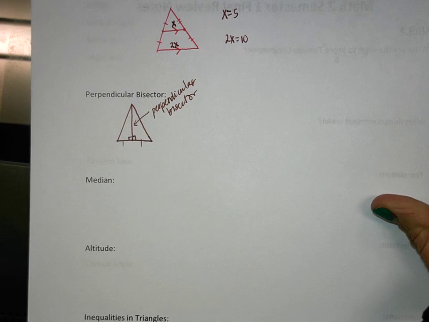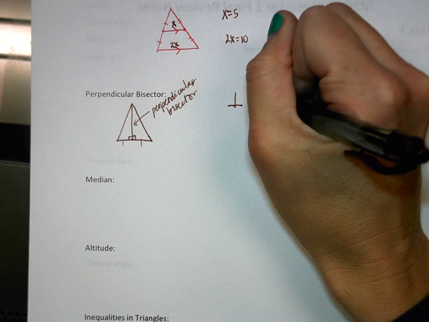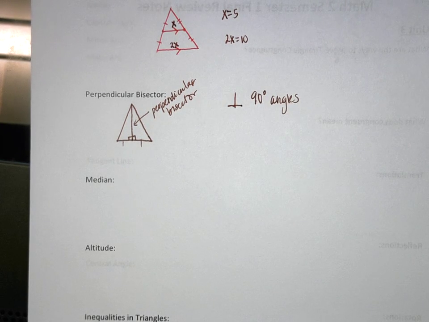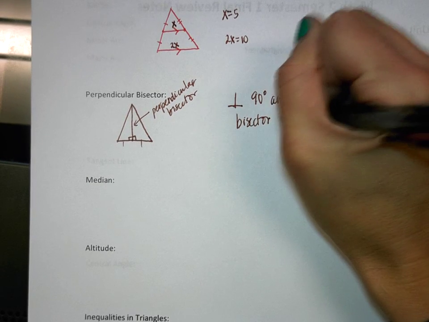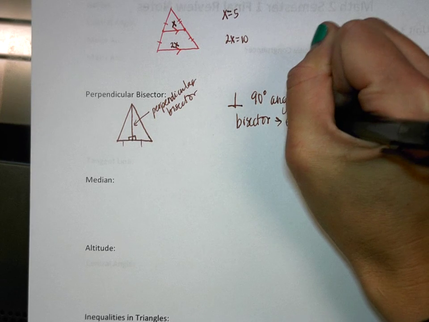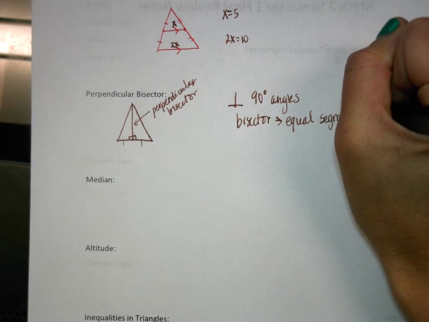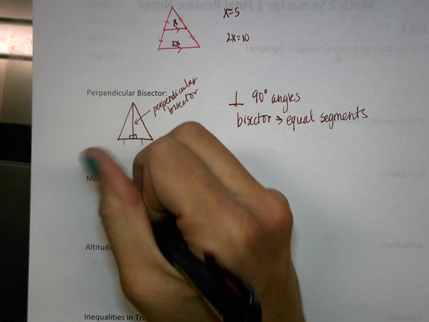So we need to remember that perpendicular means 90-degree angles. And when you hear bisector, that means that you are going to get equal parts, or we can put equal segments. Okay, questions there?